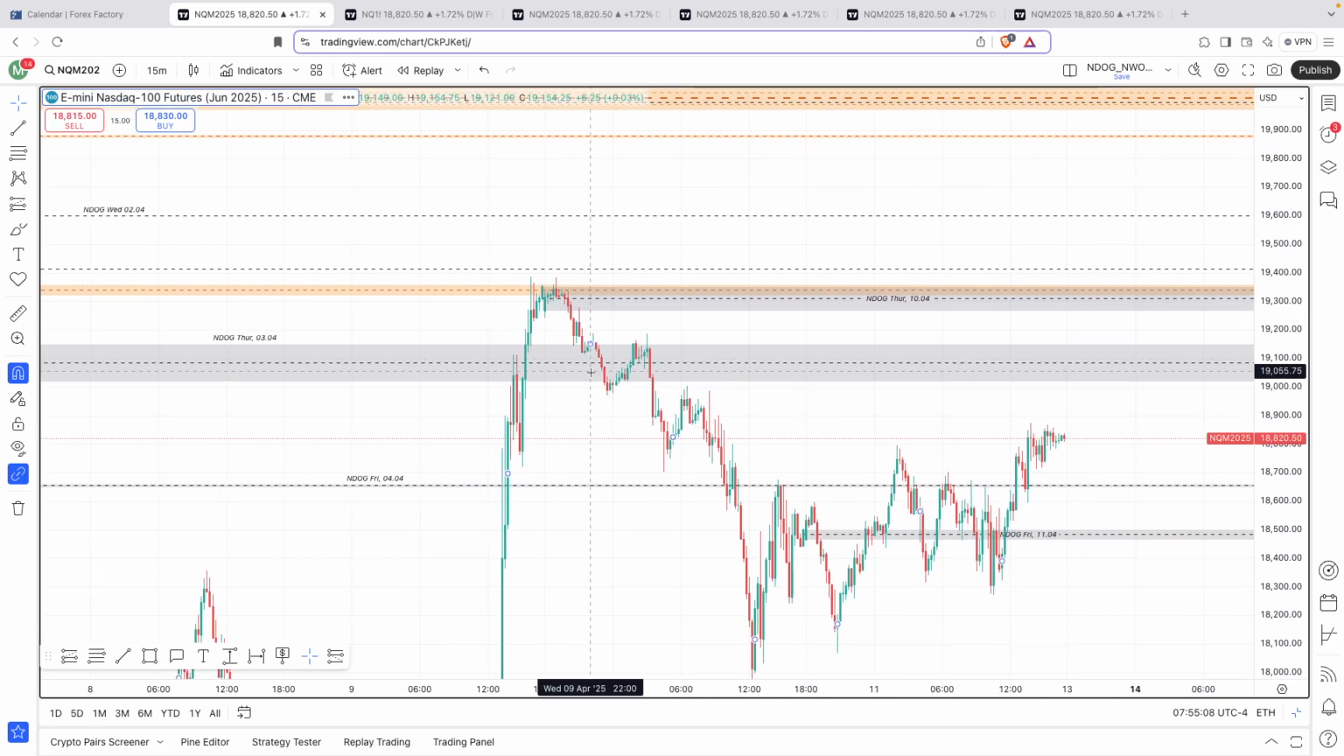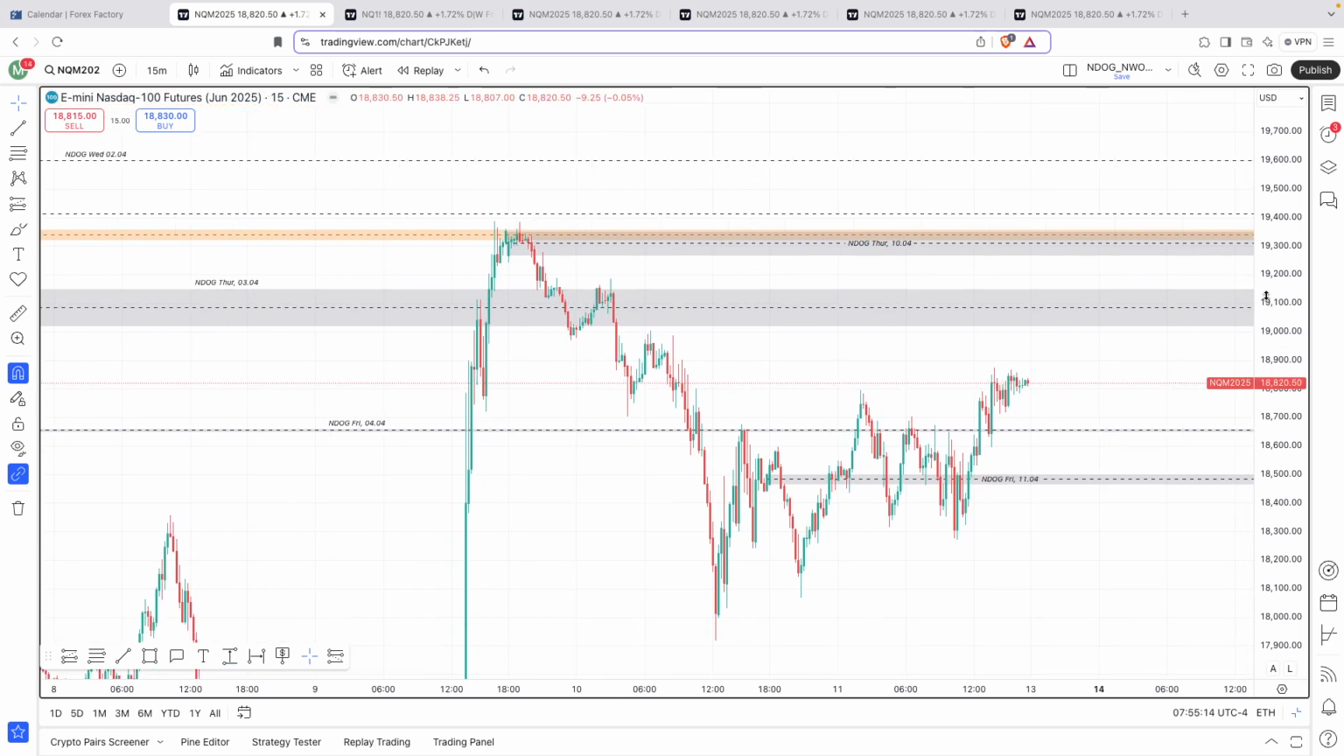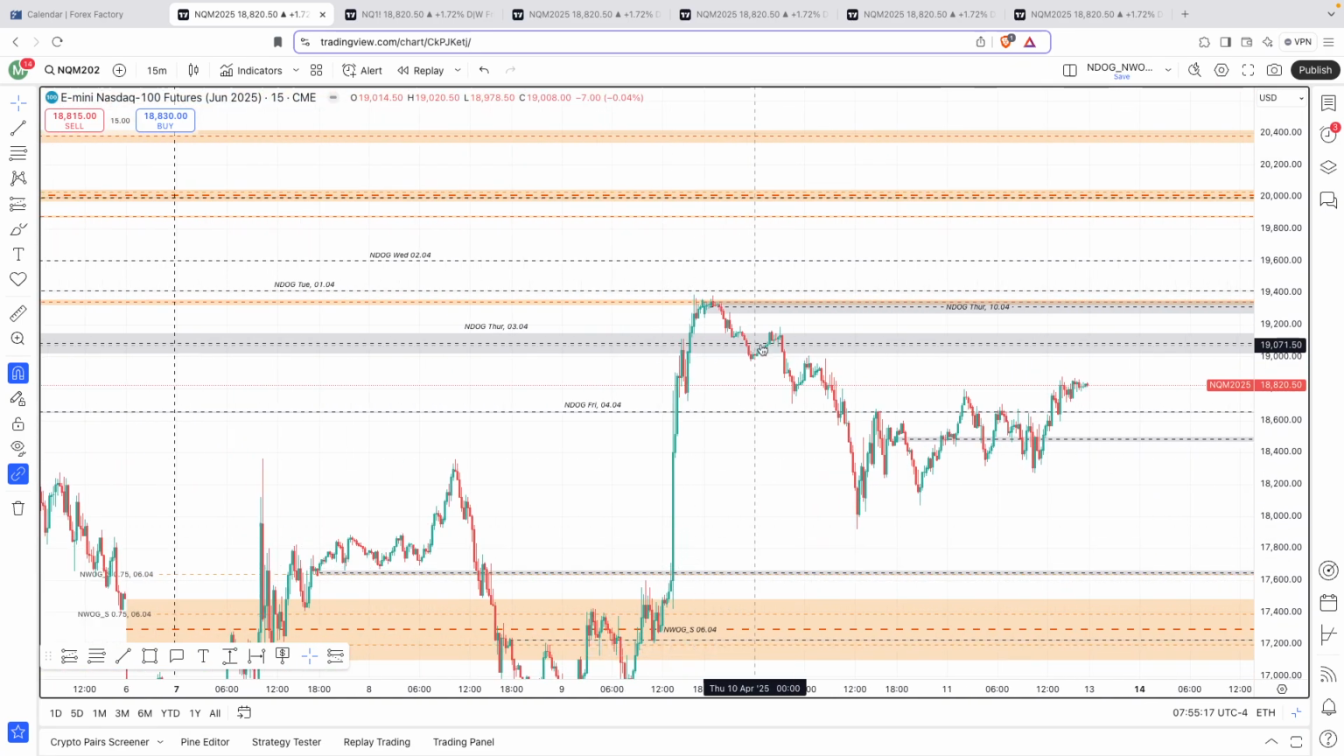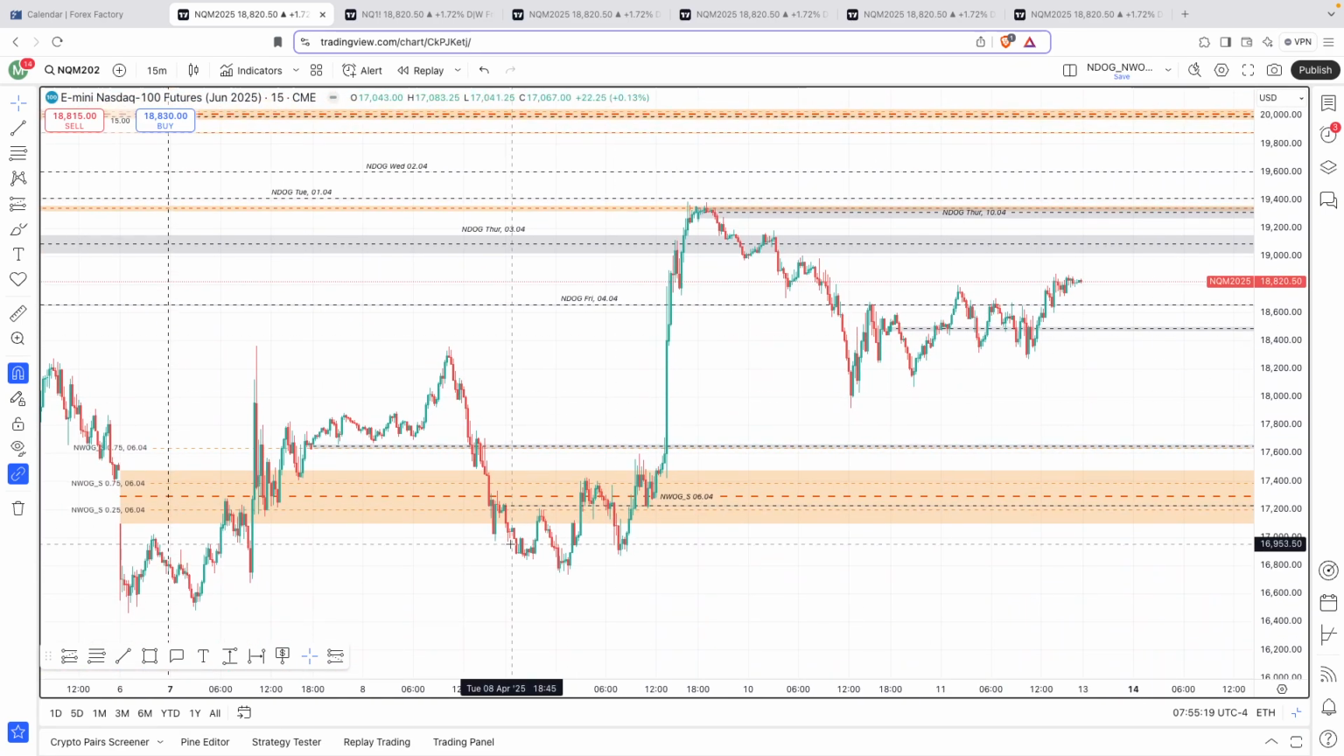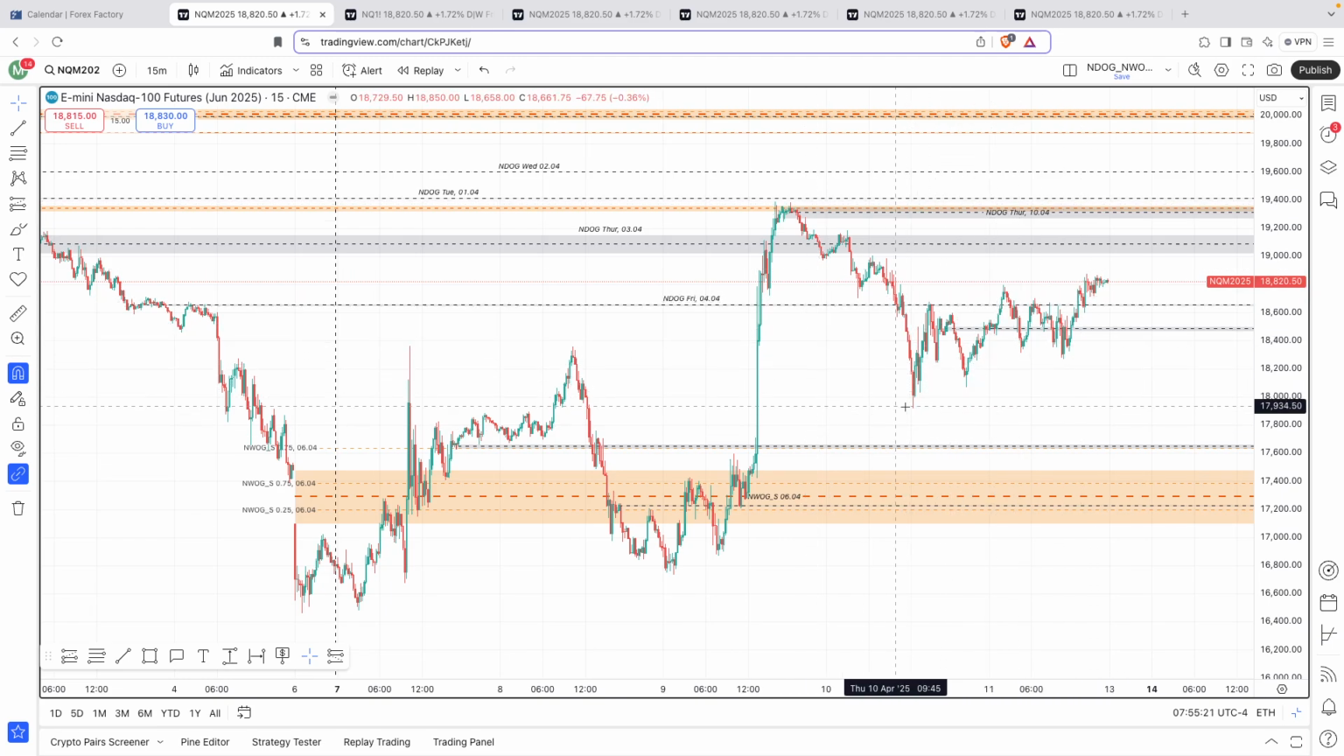Then price has been going lower. We had the market structure shift here. See how the bodies are inside the Thursday new day opening gap. And then we've just been sort of meandering around the 50% level for the rest of the week.